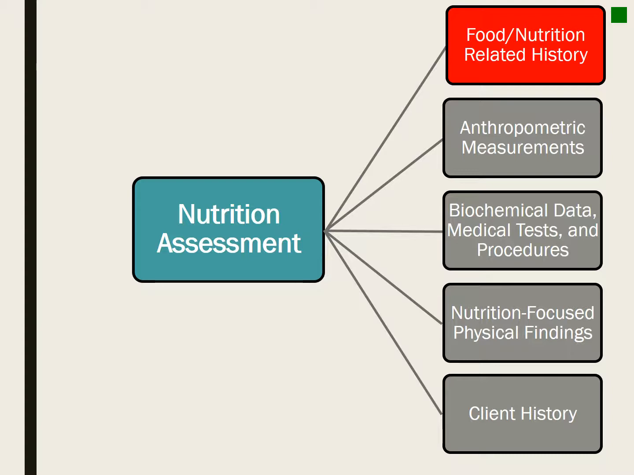And then also oral health affects their access to food, because if they can't eat properly or maybe they can't taste properly, that's going to definitely affect their access. Physical activity and function is another component, and then also nutrition-related measures that impact the individual's quality of life. So that's all part of the food and nutrition-related history component of nutrition assessment.